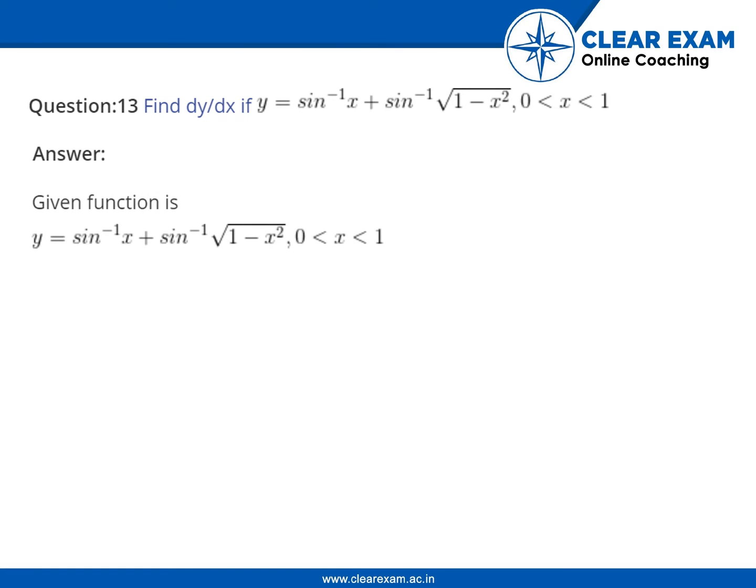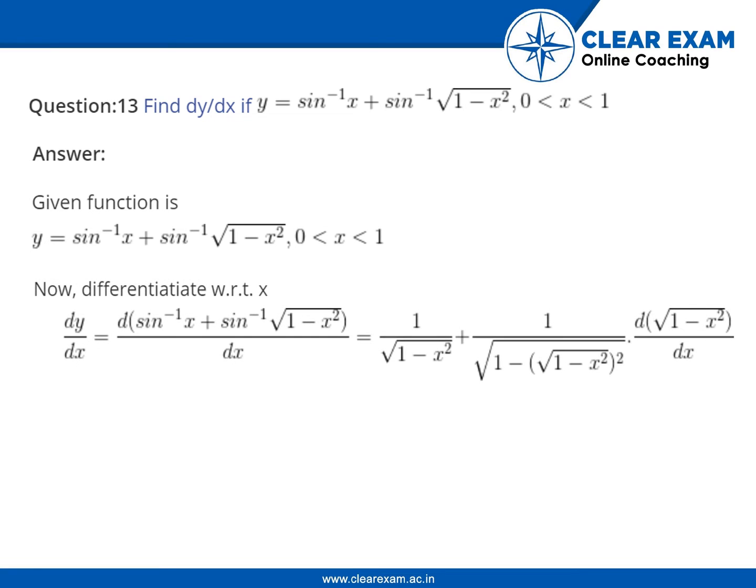The answer is, given function is y is equal to sine inverse x plus sine inverse under root of 1 minus x square, where x is greater than 0 and less than 1. Now differentiate with respect to x. dy by dx is equal to d of sine inverse x plus sine inverse under root of 1 minus x square upon dx, is equal to 1 upon under root of 1 minus x square plus 1 upon under root of 1 minus (under root of 1 minus x square) whole square, into d of under root of 1 minus x square upon dx.